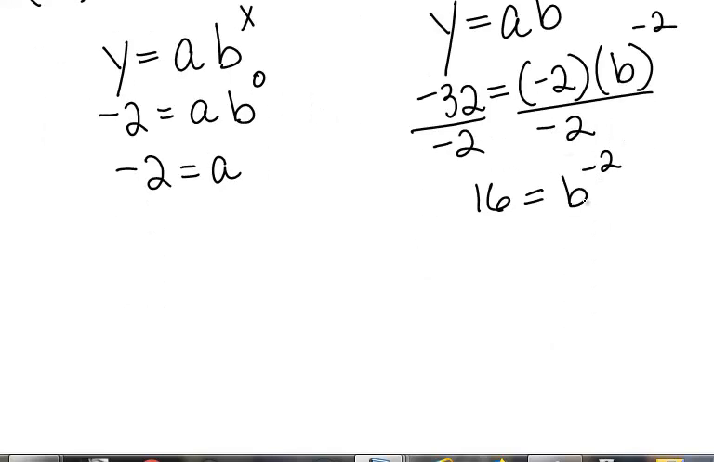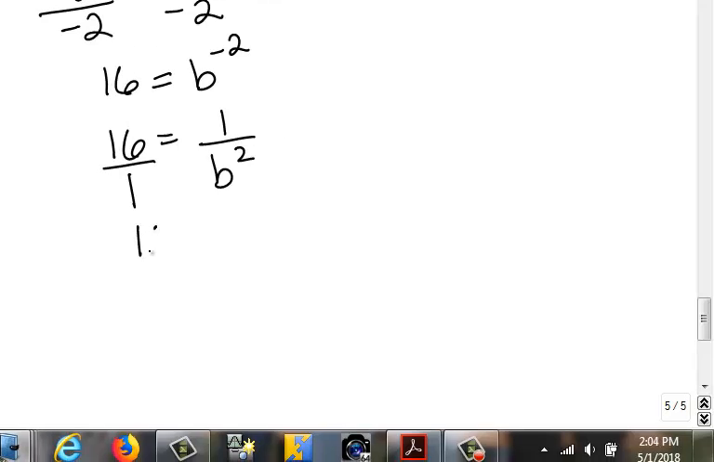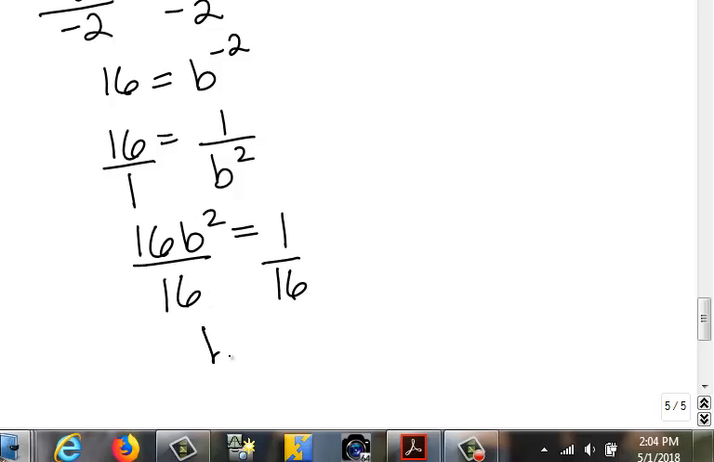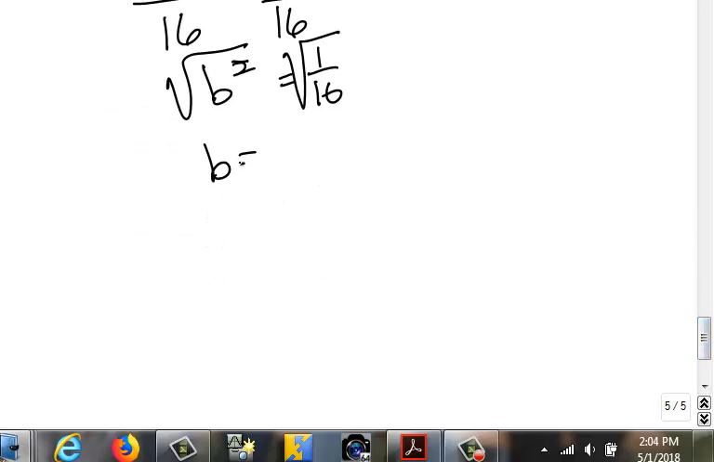What does that negative 2 do to that x? It makes it 1 over b to the second. Cross multiply. 16 is the same as 16 over 1. So you'd have 16b squared equals 1. Divide by 16. b squared equals 1/16. Take the square root of both sides. So b equals, and they're considering the positive, b equals 1/4. I think that's all they're doing.